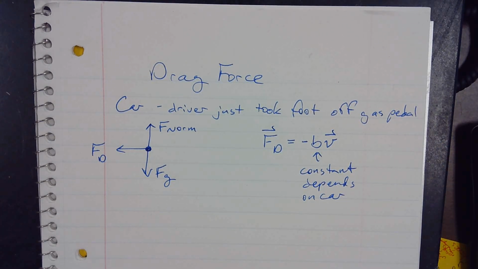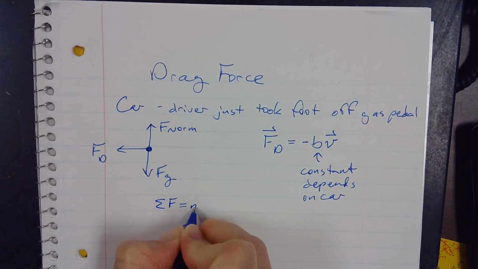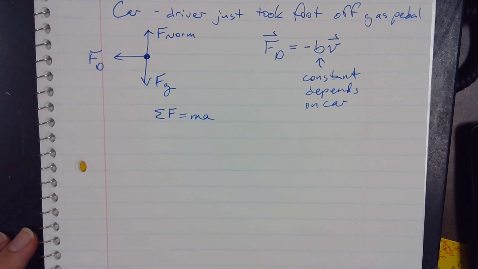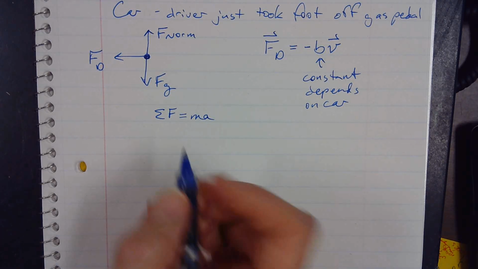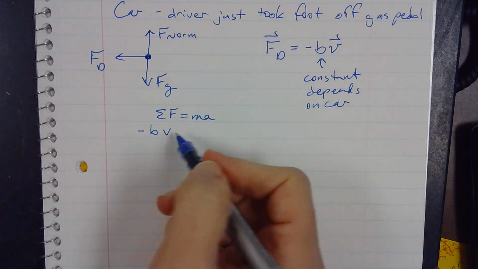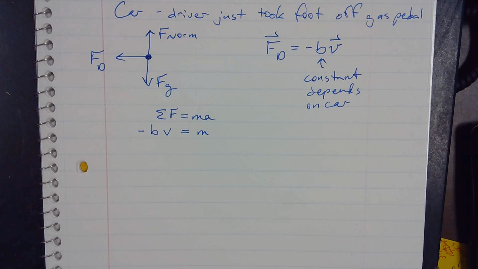Okay? So I start from Newton's second law. That acceleration, I don't want to write it that way. I'm going to start with net force equals mass times acceleration. And so of the three forces, what is causing the net force? Only the drag force. So I'm going to write on this side negative b times v, and then I'm going to make a substitution.